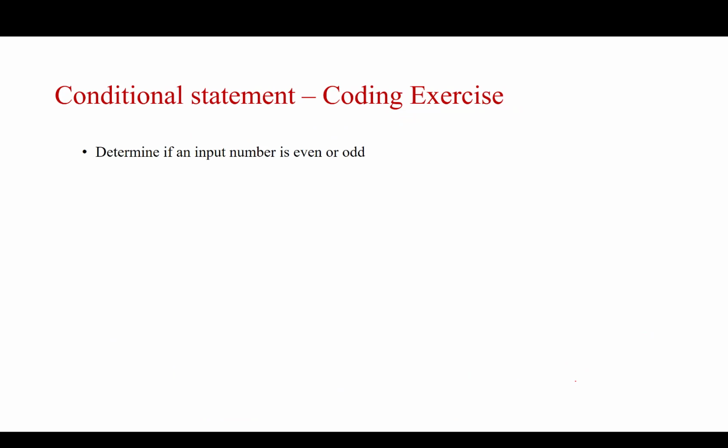So we have here a coding exercise where we want to determine if an input number is even or odd. The user will enter whatever number, okay? And your program will start by, let's say, checking if the user number is positive. And then after that, we will see how we can get the even or odd result. So let's start first by trying to organize our thinking in this program.